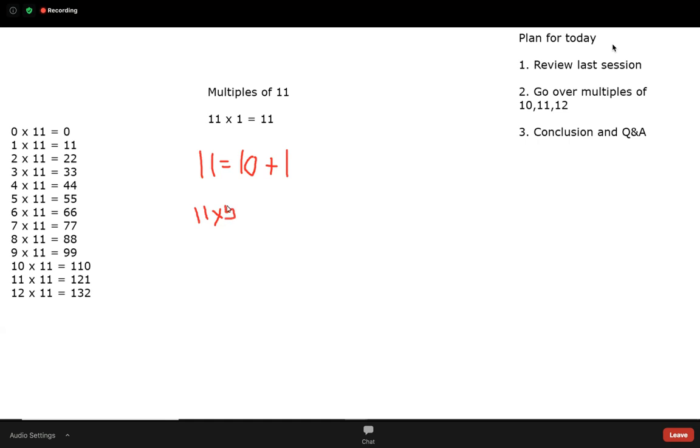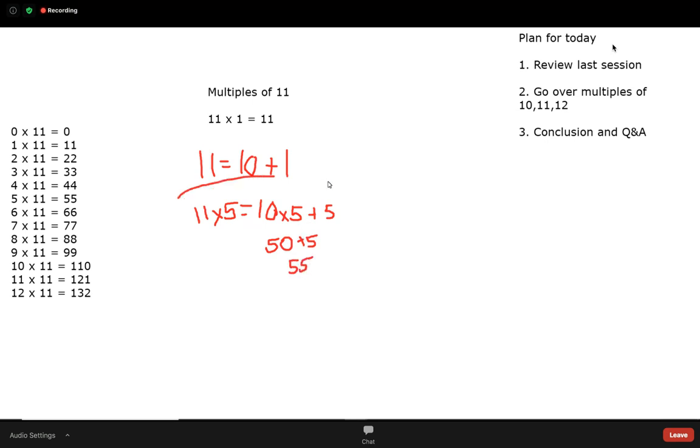11 times 5, then I'll just do 10 times 5 plus 1 times 5, or you can just say 5. So 10 times 5, as we just went over, is very simple. You just write the 5 and put a 0 behind it, and then you add whatever number you started with. So 50 plus 5 will be 55.